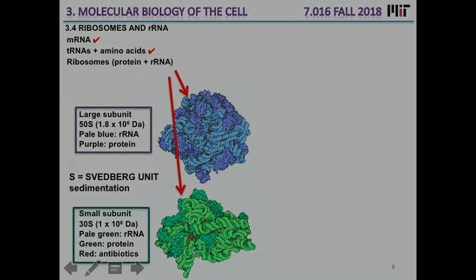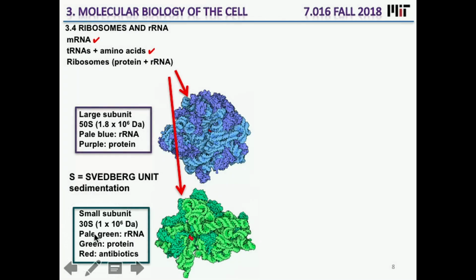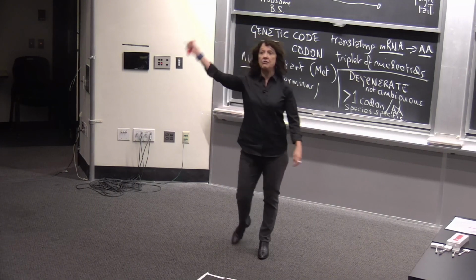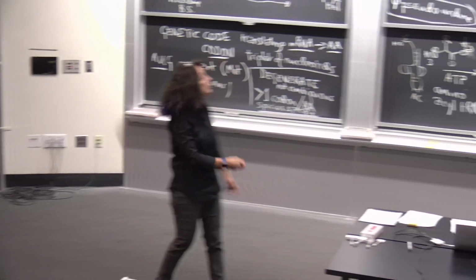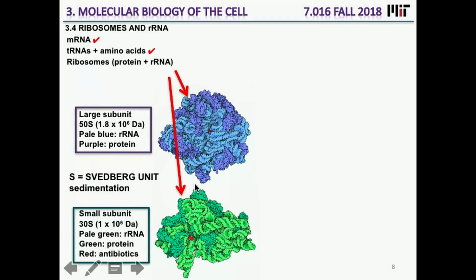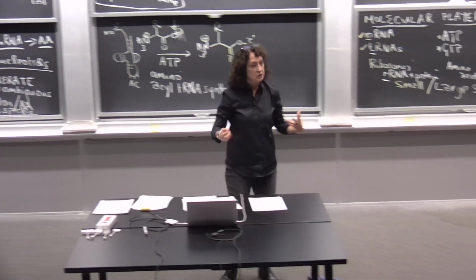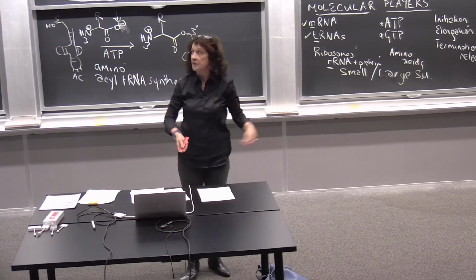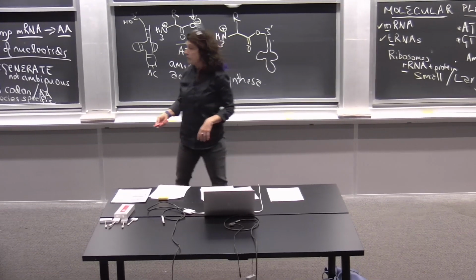So the small subunit would have a 30S sedimentation coefficient. The S stands for Svedberg units. It's how fast it sediments in an ultracentrifuge. And the large subunit would have a 50S sedimentation coefficient, and those correspond to a certain number of Daltons. If you see that S term after a number, that's what it's talking about. It's talking about the sedimentation coefficient, which gives us a sense of the size of the complex.